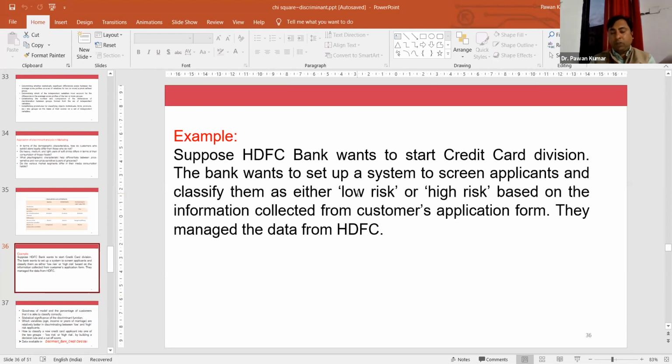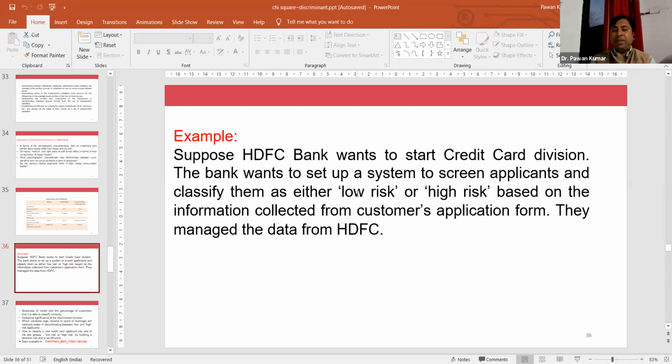Obviously, what will be the relevance of this discriminant analysis? The relevance for the bank manager is that from the output of this analysis, the bank manager would be in a position to take the decision whether the credit card should be issued to the low risk customer or the high risk customer. So actually you are predicting, classifying, summarizing whether your customer is a high risk customer or a low risk customer.